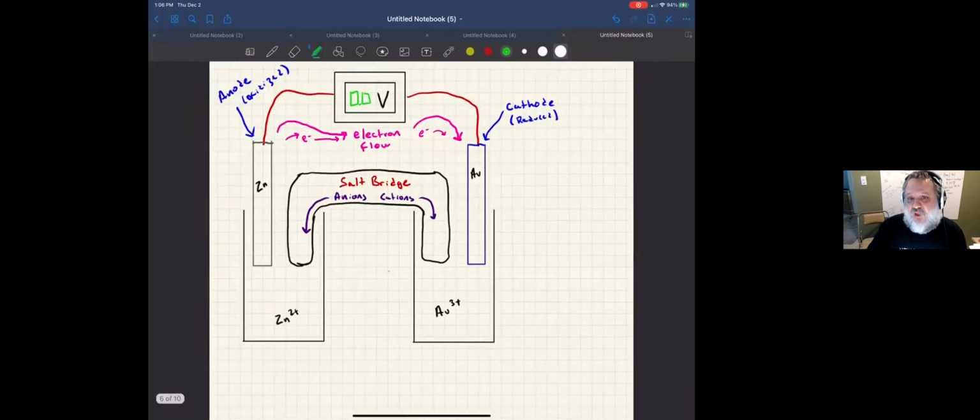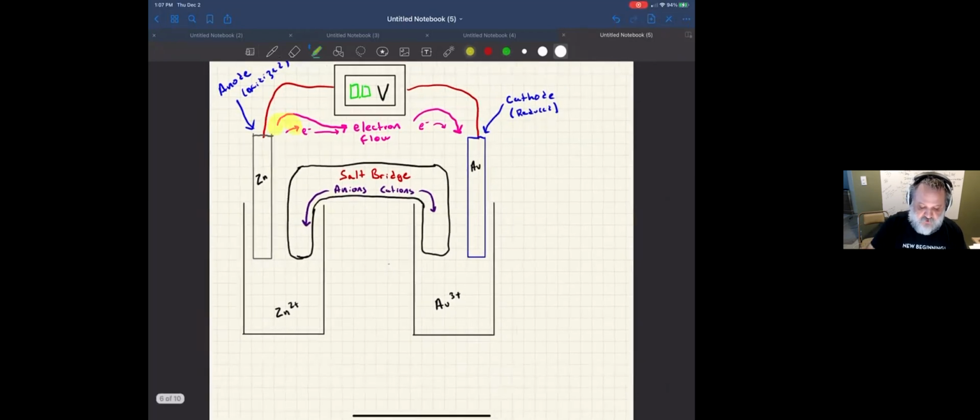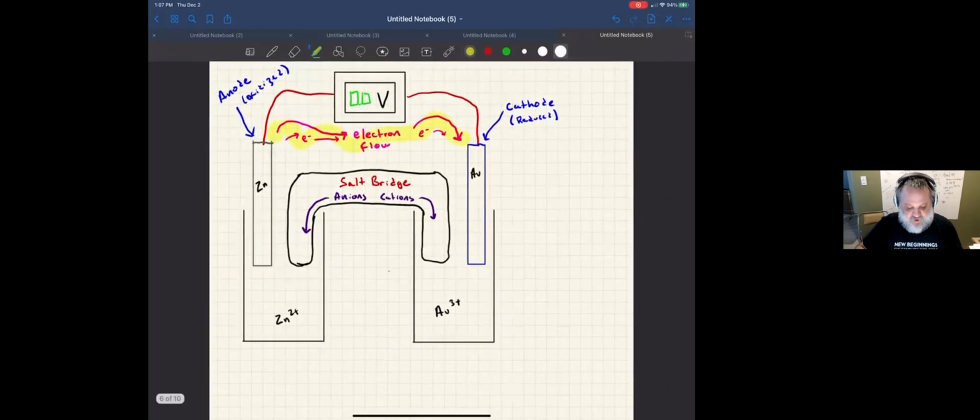So now we can label it, right? Red cat, reduction happens at the cathode. So boom, I label the Au as the cathode. Boom, I label the zinc as the anode. Now I know the electron flow, and this is what makes the diagram correct. If the reduction is happening at the cathode, and reduction is gaining electrons, then the electron flow is from anode to cathode. So you draw the electron flow in the appropriate direction to represent the correct diagram.